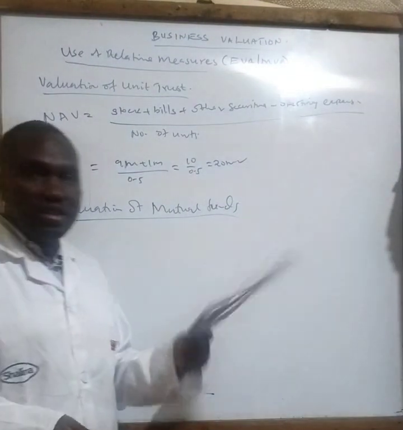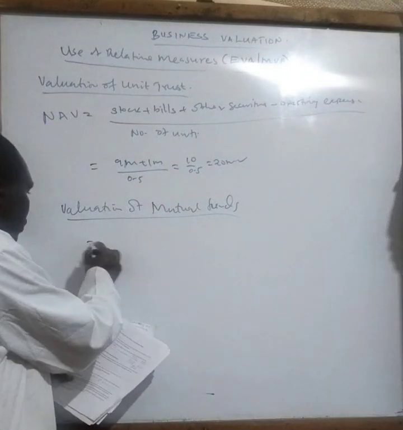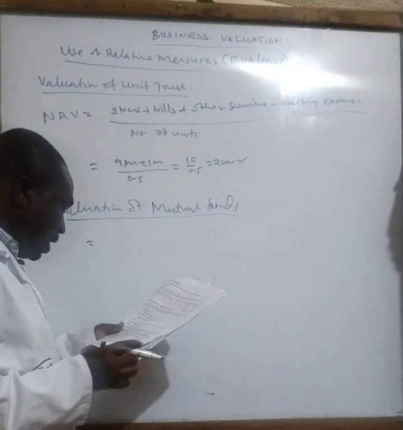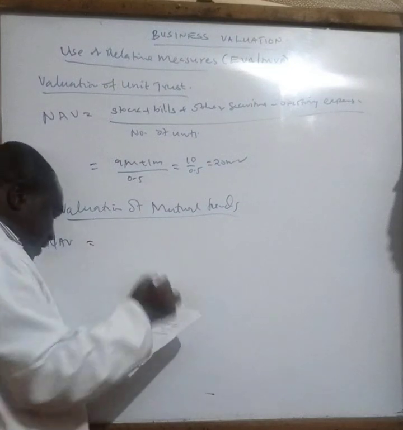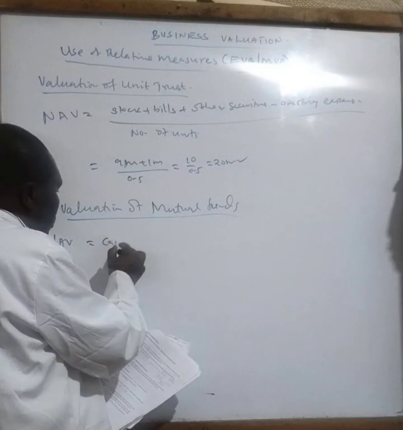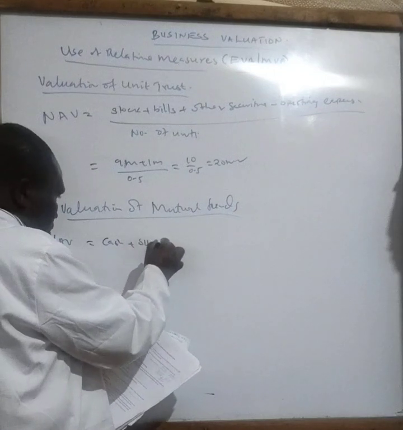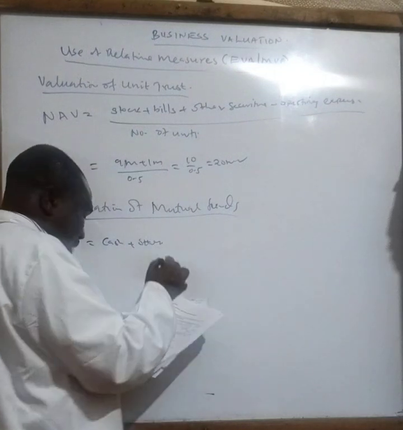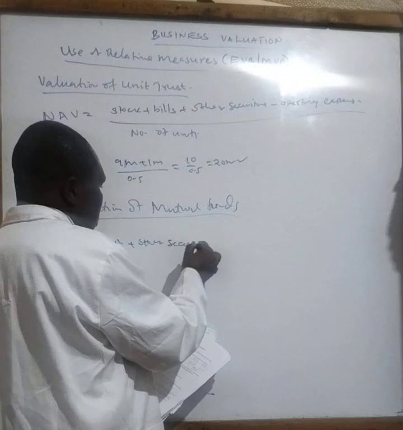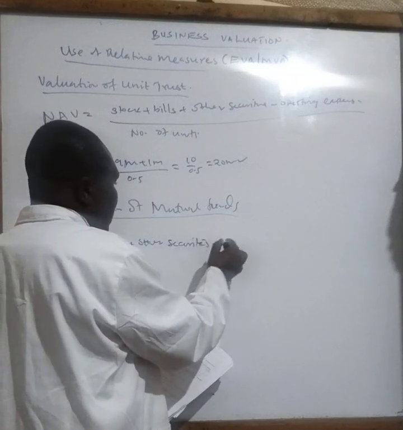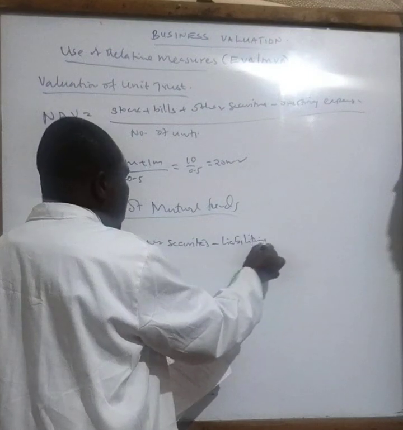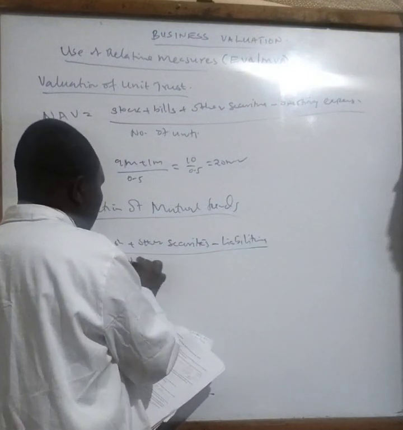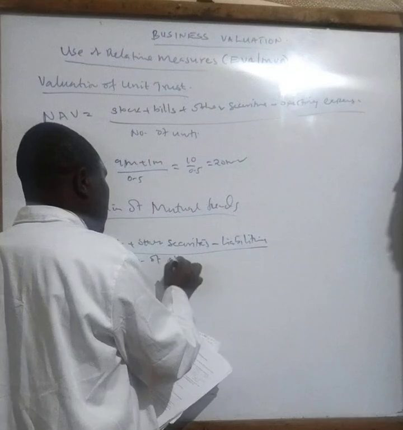And how do you calculate the value of this particular mutual fund? For us to calculate this one, the NAV is calculated by cash plus other securities, minus liabilities, all the liabilities, whether long term or short term. Then you divide by the number of shares.